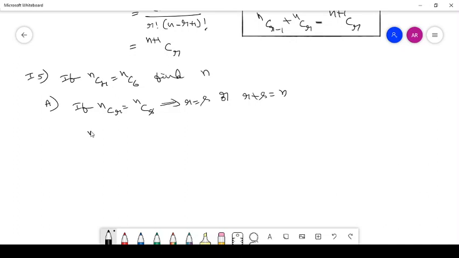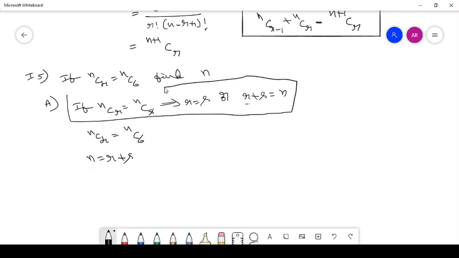Here, given that nC4 is equal to nC6, we have to find n. So now we have to use this result, n is equal to r plus s. Here r is 4, s is 6. So 4 plus 6 is equal to 10. Therefore the value of n is 10.